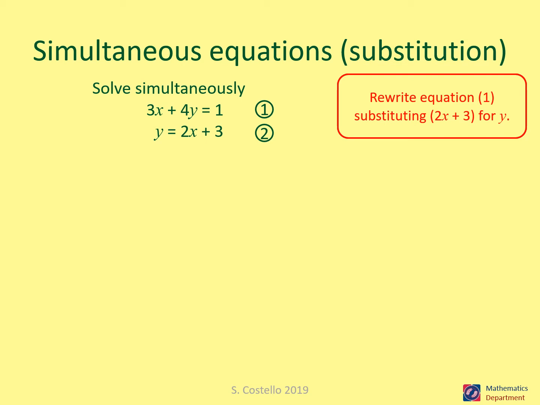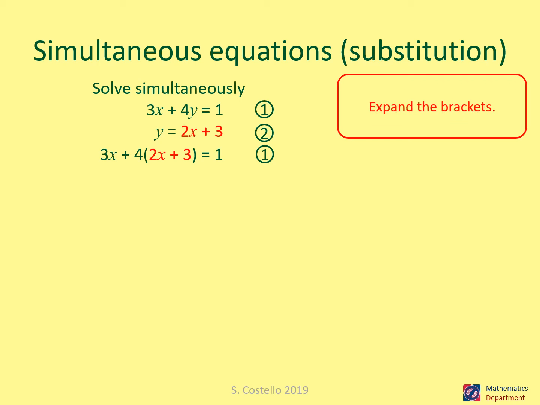It's important we use brackets here because this is where we can get slightly confused. So what people sometimes have a tendency to do is just forget about that 4 and just substitute y equals 2x plus 3. So it's important that we've got that there. So that's substituted into equation 1. We're going to expand the brackets to start with. We end up with this. Collect like terms.